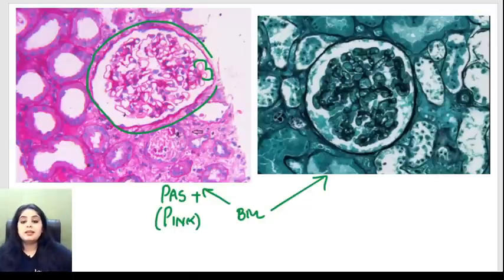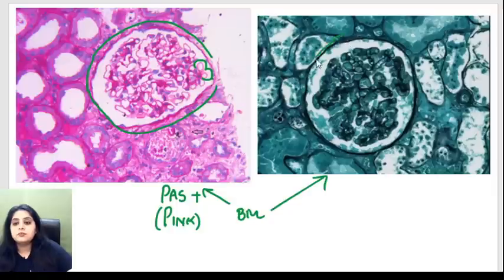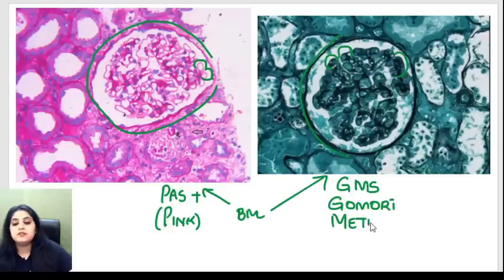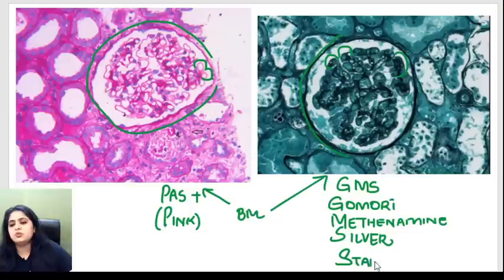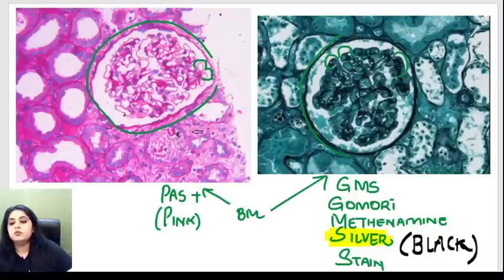But when I'm talking about the black color stain, see, the entire Bowman's capsule has become black. The capillary basement membranes have become black. That is GMS. What is GMS? It is Gomori methenamine silver stain. Gomori methenamine silver stain is the black color stain. Anyway, I think I know this concept by now, that whenever a silver stain is used, the color that I'm eventually going to get is black. So when I'm talking about PAS, I'm talking about pink color. When I'm talking about silver, I'm talking about black color.